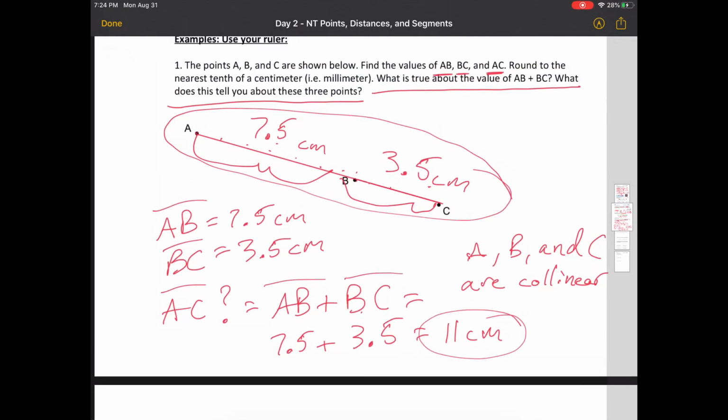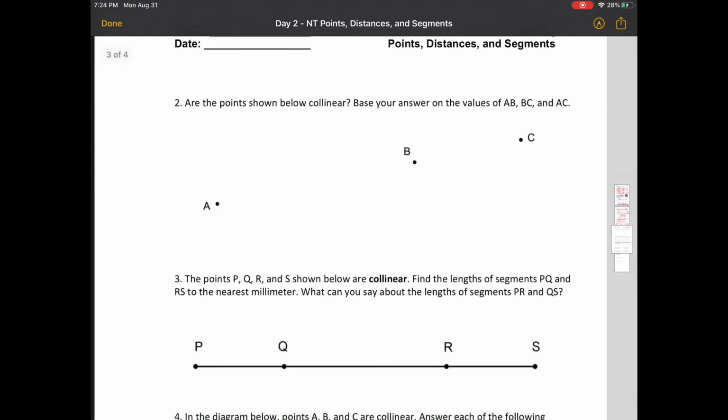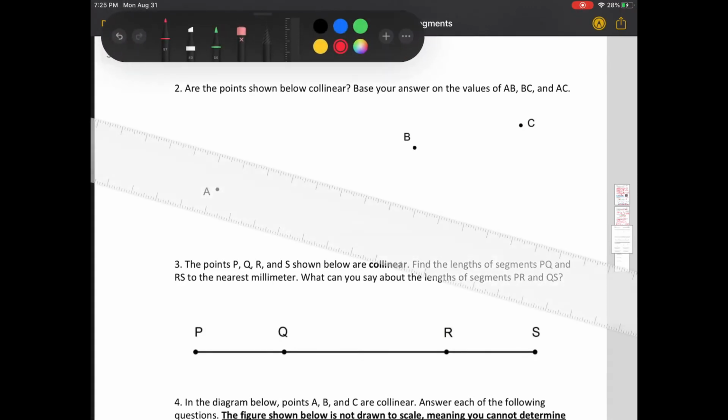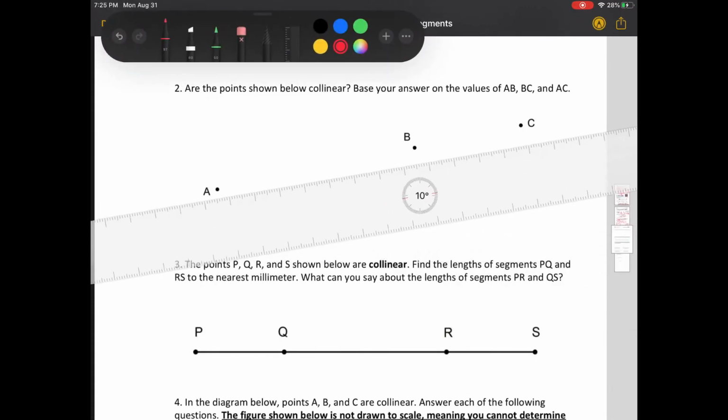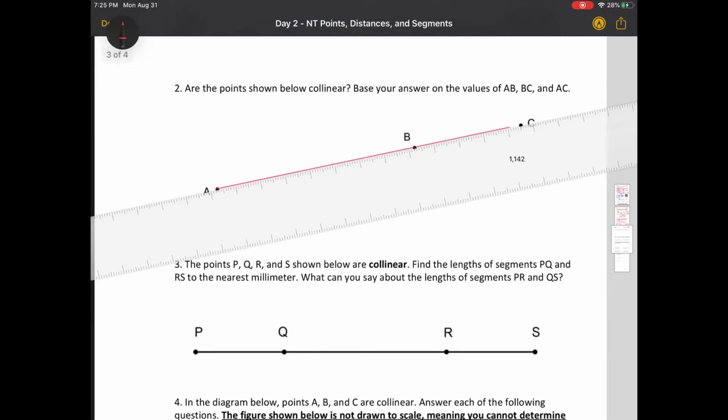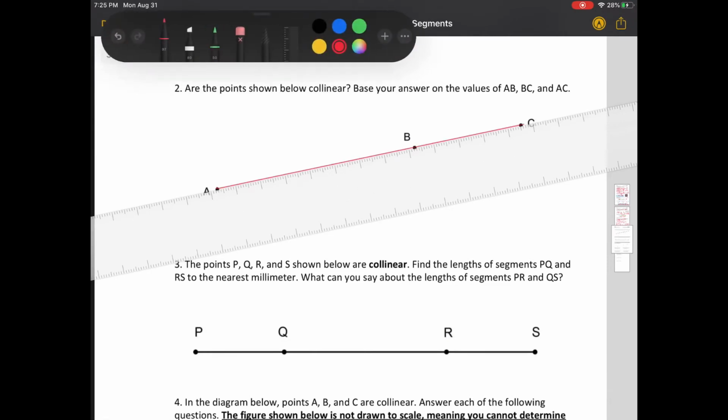Once again, we have to show this to prove the collinearity. If we move on, we can do the same kind of thing here. Once again, let's take out our ruler. If I put my ruler along these points here, let's go ahead and draw ourselves a straight line. Again, if I count in centimeters, let's line up this ruler.